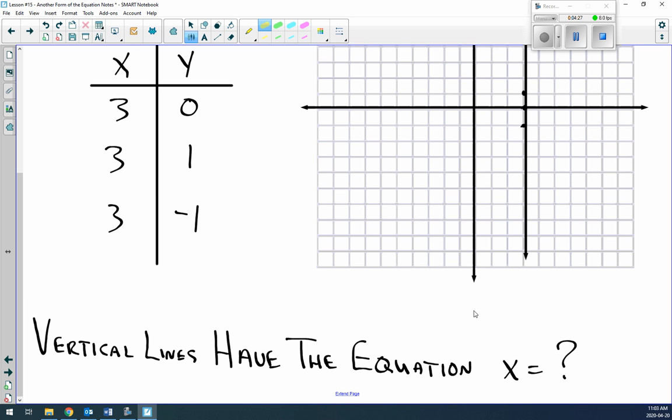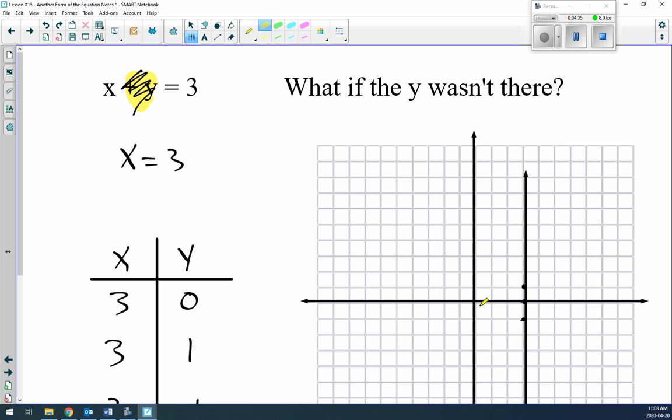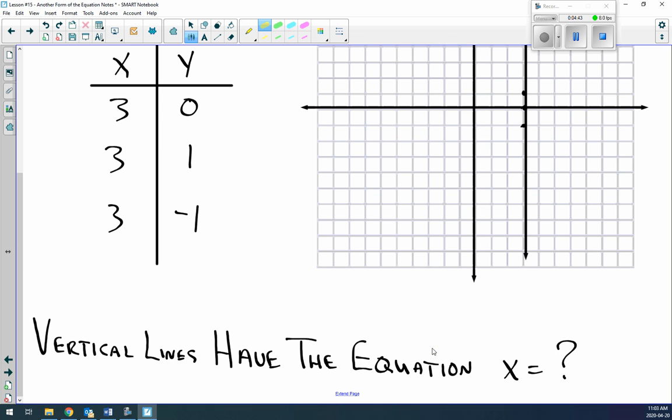So here's our rule now. Vertical lines have the equation x equals whatever it happens to be. For instance, if I said x equals negative 4, you'd have a vertical line at negative 4. If I said x equals 8, you'd have a vertical line at 8. So in the form x equals a number, you have a vertical line.